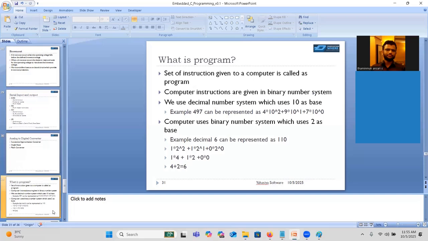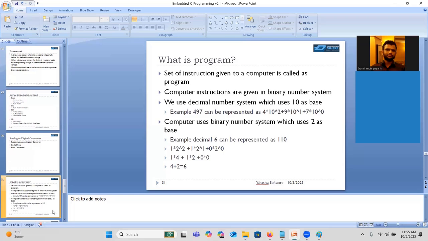Then we come to program. Up to now, we had an introduction about different terms and features we have in embedded system. Now we are moving towards programming an embedded system. What is a program? We will be writing a set of instructions to be executed by the system. A set of instructions given to a microprocessor or microcontroller is called a program.